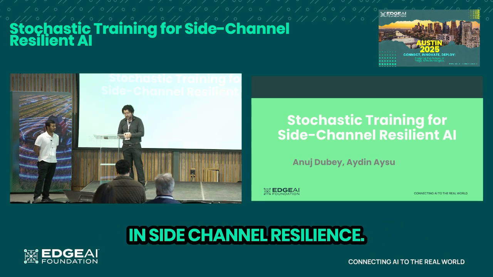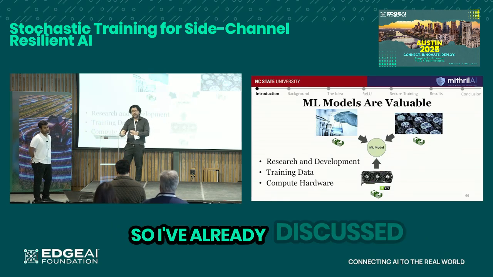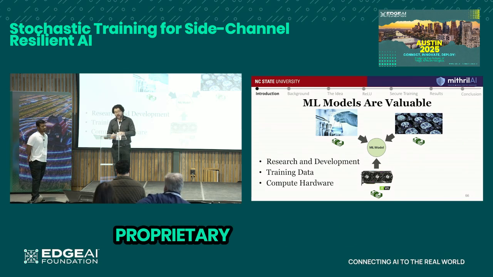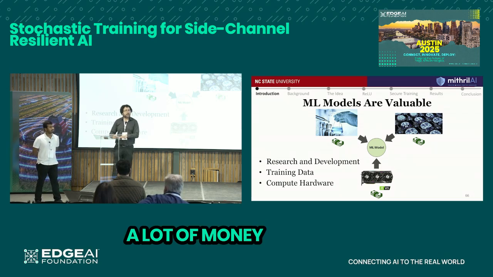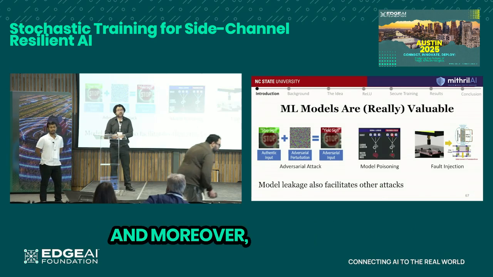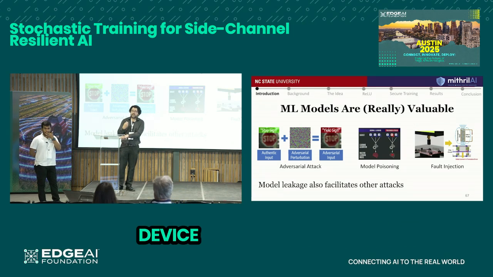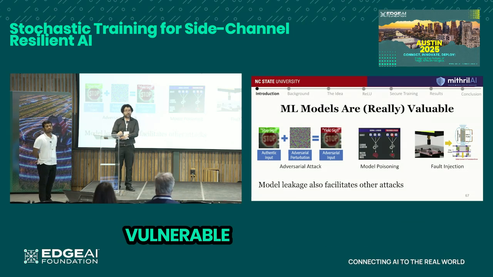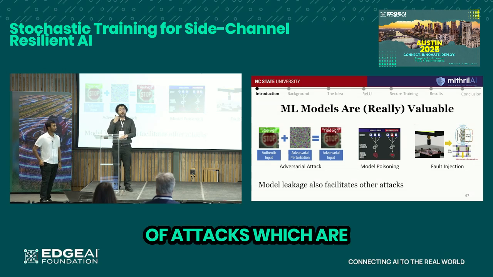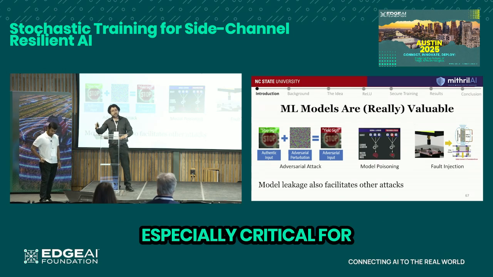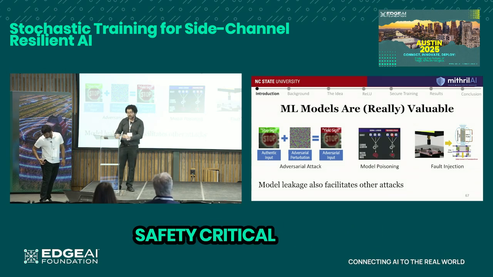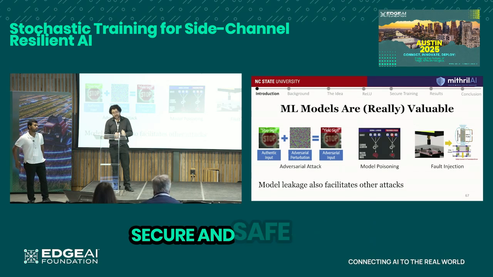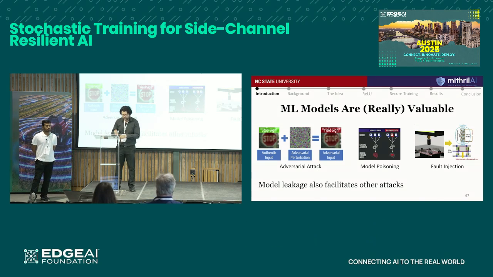So I've already discussed why machine learning models are valuable and why we may want to keep them proprietary, because we pay a lot of money to develop those models. And moreover, once you leak device details and a trained AI model, your system will become more vulnerable to other types of attacks, which are especially critical for mission control systems or safety critical systems. So we want to keep machine learning models secure and safe and keep them private.